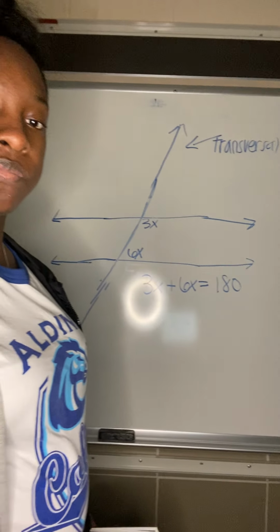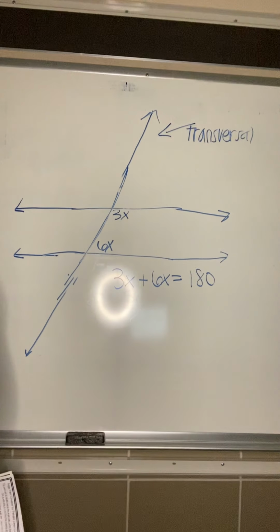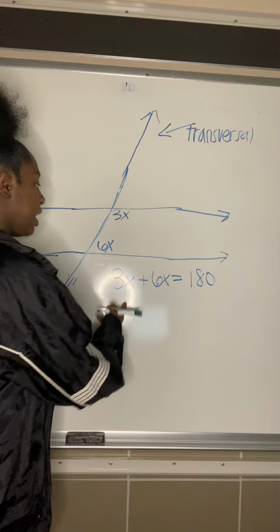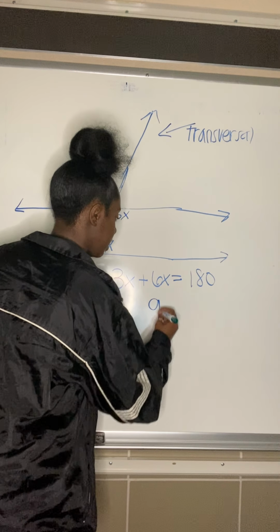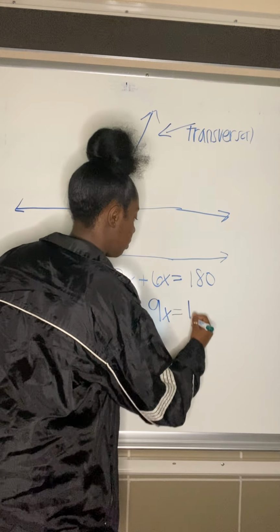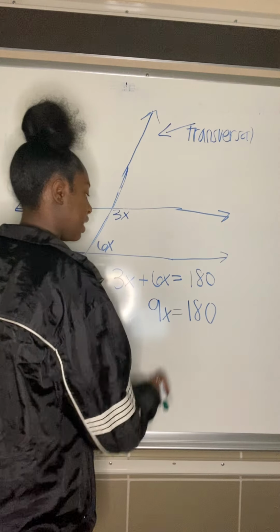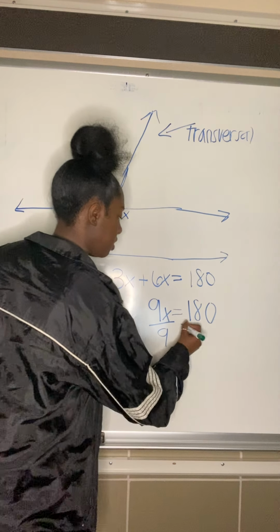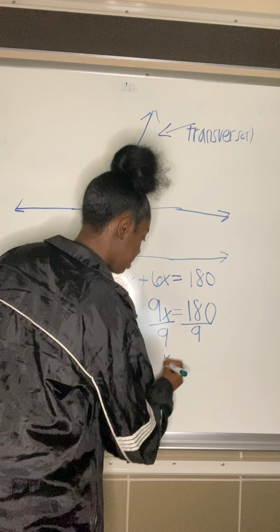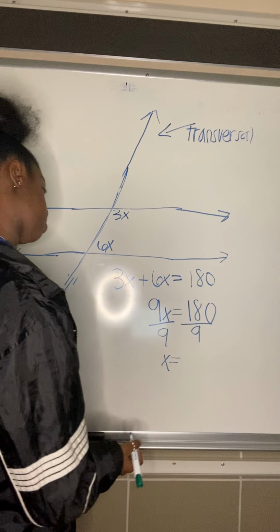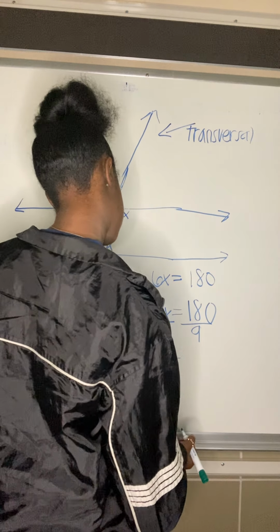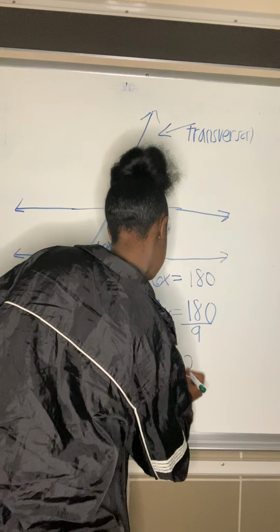Okay. So 3x plus 6x equals 180. Combining my like terms, 9x equals 180. And then I'm going to divide. I'm just going to solve it out. X is equal to 20.